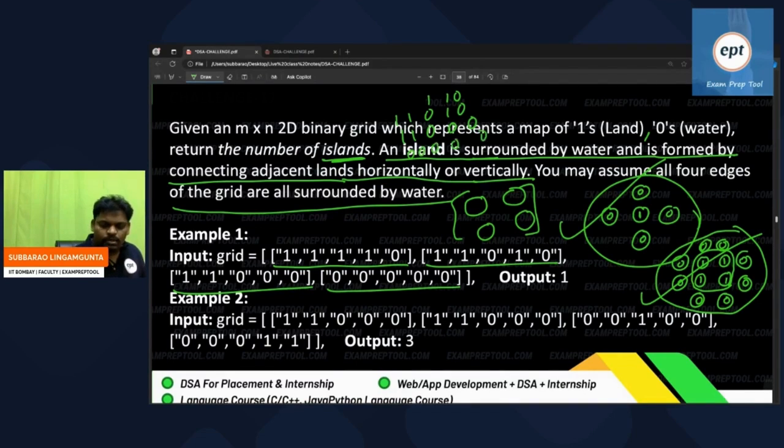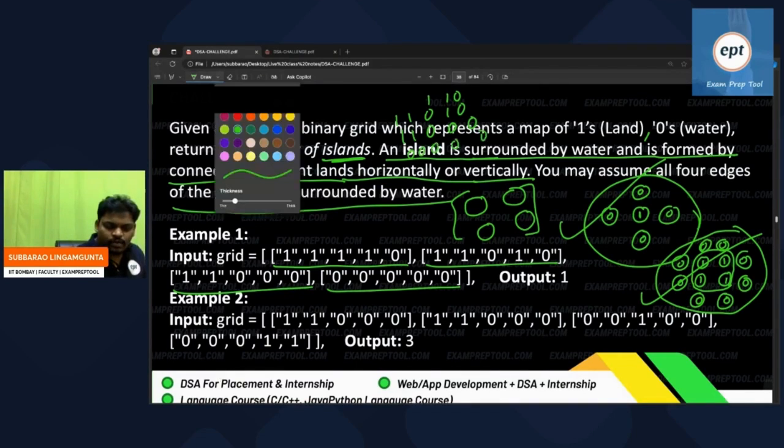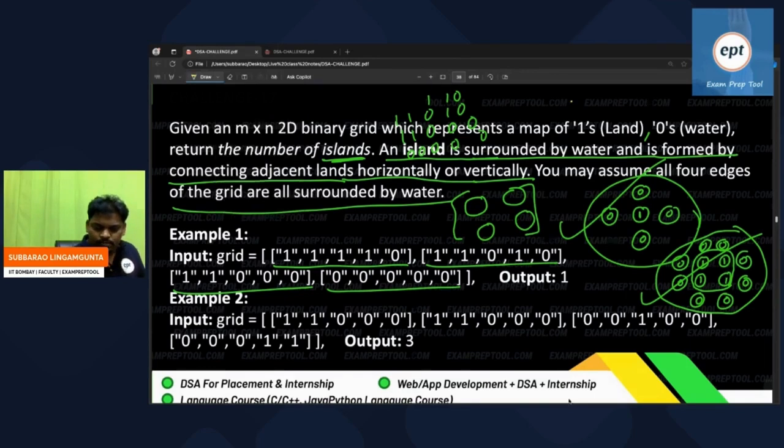Maybe something is not clear, so I will use another color. If you observe clearly, this entire thing is one island. Check once. What is the first row? Four ones and a zero. Second, double 1, 0, 1, 0. Third is 1, 1, triple 0. Fourth is all zeros. Let's see how many islands there are.